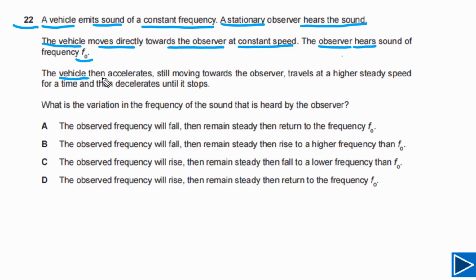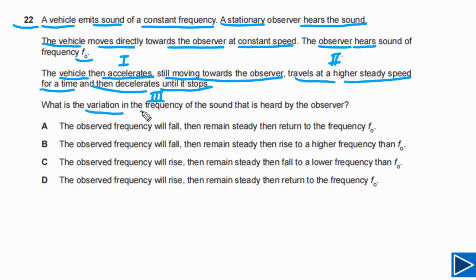The vehicle then accelerates. So we will take this one as case 1. Still moving towards the observer, it travels at a higher steady speed for a certain period of time. So this is the second case. And then it decelerates until it stops. So this will be the third case. The question is asking what is the variation in the frequency of the sound that is heard by the observer.